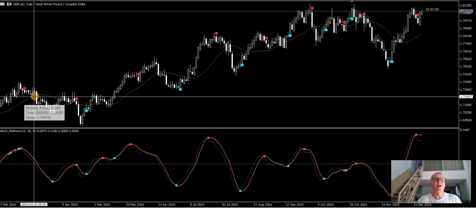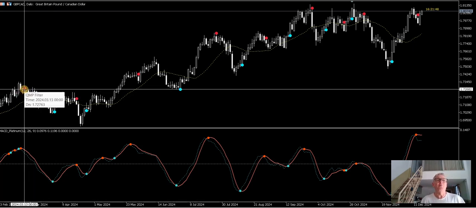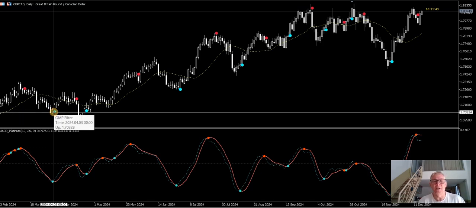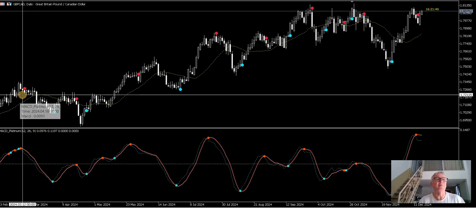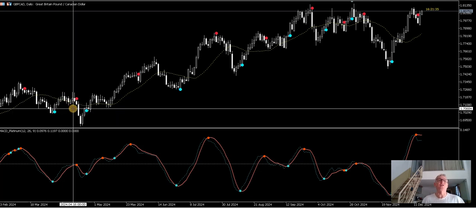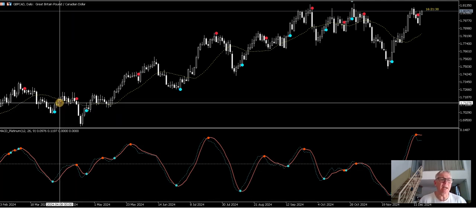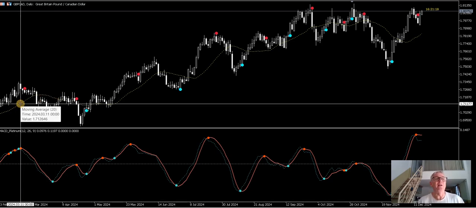Now, I probably didn't mention yesterday, this is exactly the same setup as yesterday. The QMP filter is just the default settings, 18.3 for the QQE Advanced component and 12, 26, 9 for the MACD Platinum component. This yellow dotted line is a 20 simple moving average. All it is is the center band out of a default Bollinger Band, which is normally 20 and 2. That's your center band. That's all it is.